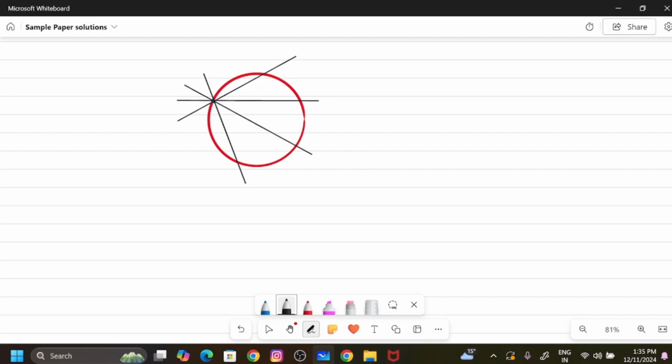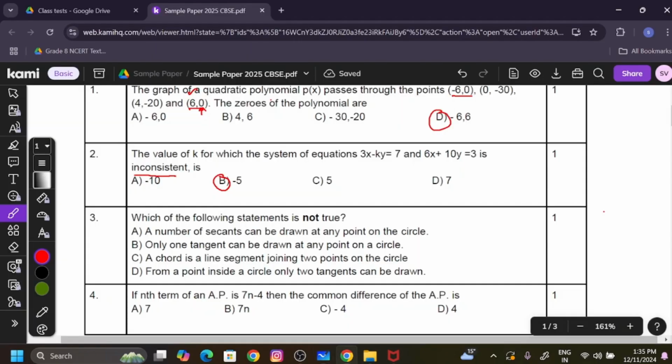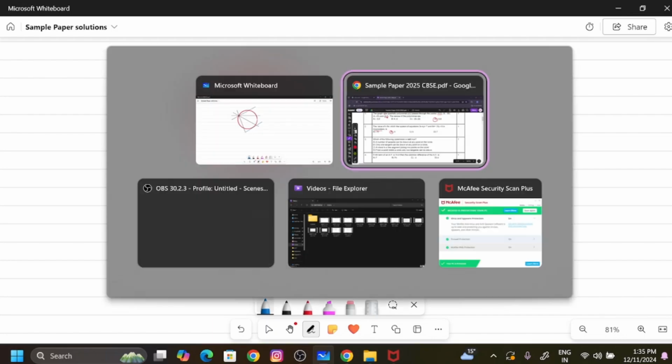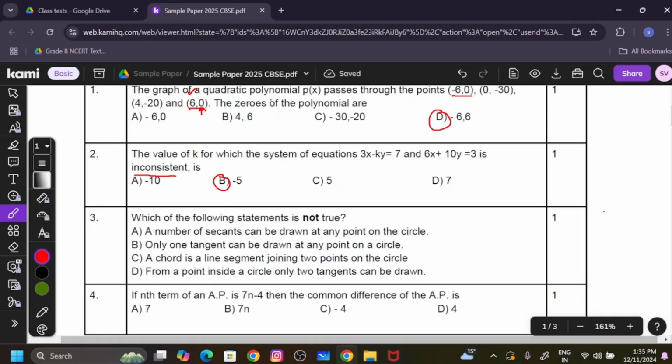So that means our first option is true. Second one is only one tangent can be drawn at any point on a circle. Of course it is true. The tangent is the line which touches the circle at only one point. So passing through the same point, we can draw only one tangent, right? If we try to draw another tangent, it becomes a secant for that. So this is also true. Next, a chord is a line segment joining 2 points on the circle. That is also true. Then go to the next part, option D.